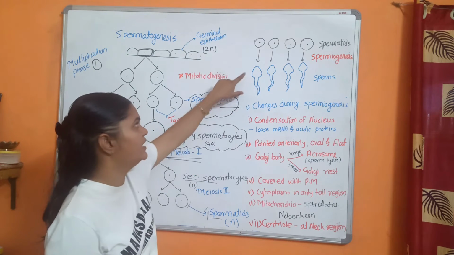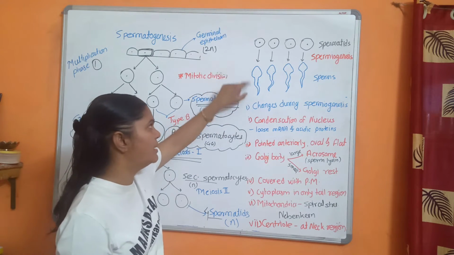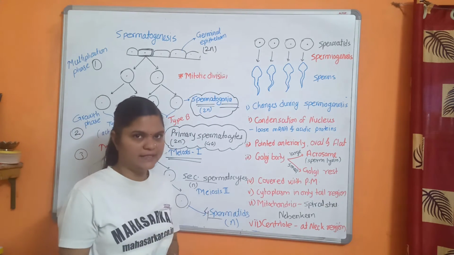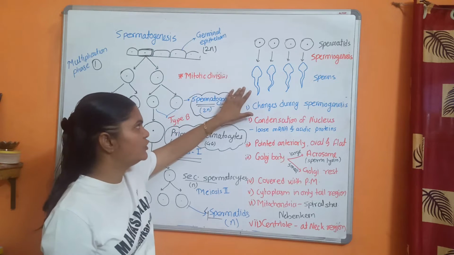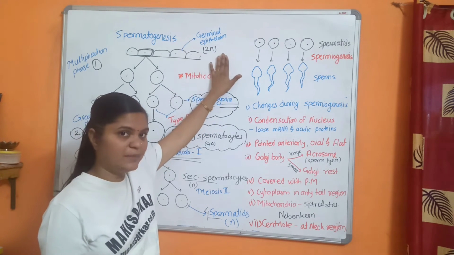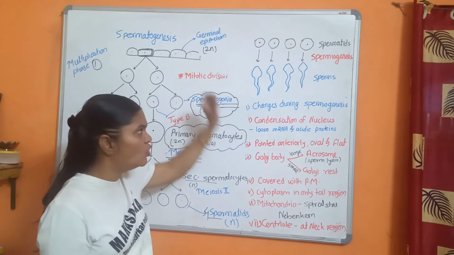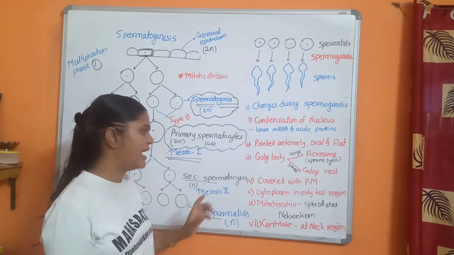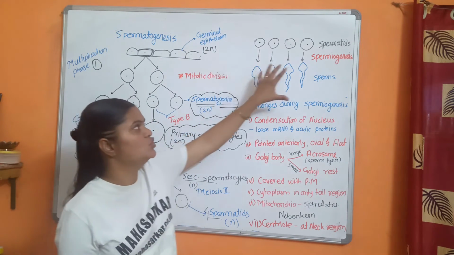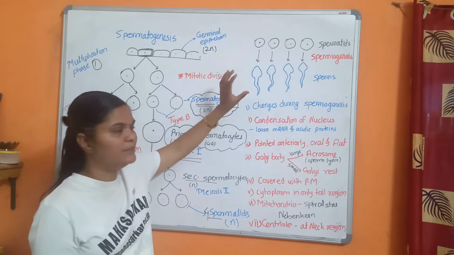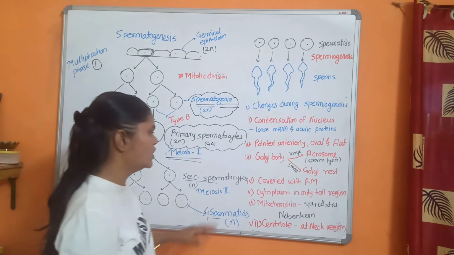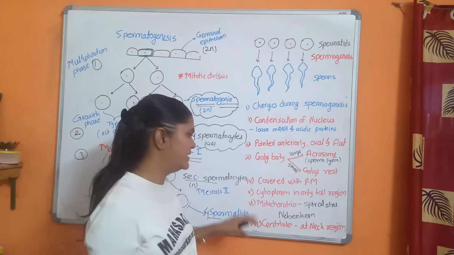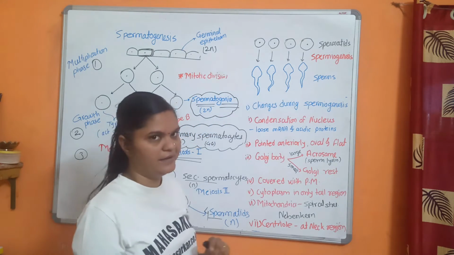Okay, so the covering is present from the head part to the tail part, but cytoplasm is very less. There is a reduction in cytoplasm; there is no cytoplasm present in the sperm cells except in the tail region. So it is covered with plasma membrane, and cytoplasm is present only in the tail region.